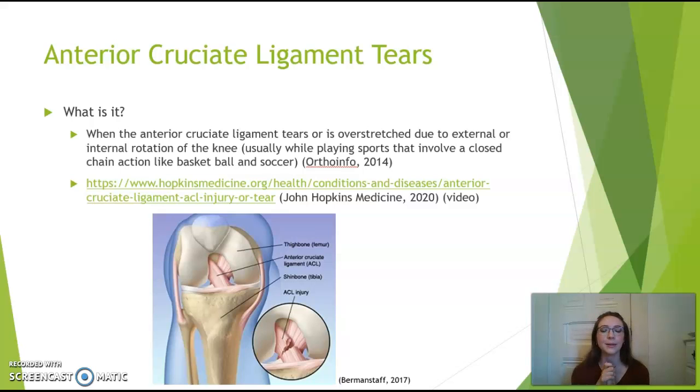Anterior cruciate ligaments. Okay, this is my favorite, and this is why I keep running out of time. This is an ACL tear, and it's usually a sport-ending or career-ending injury because it just takes so long, and it always requires surgery.